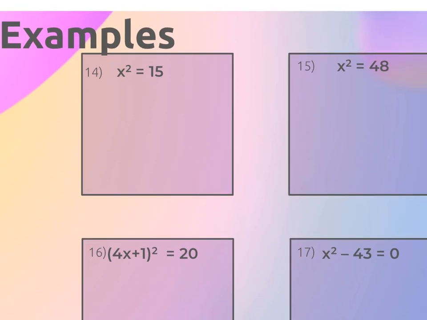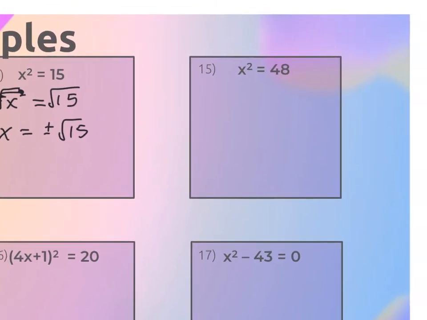When you're working on this one, it's already isolated, so I'm just going to square root both sides of my equation. When you square root the square, it cancels it, and now you're left with plus and minus the square root of 15. If the square root of 15 could be broken down, I would break it down, but it only factors into 3 times 5, so there aren't any pairs in there, so I leave it.